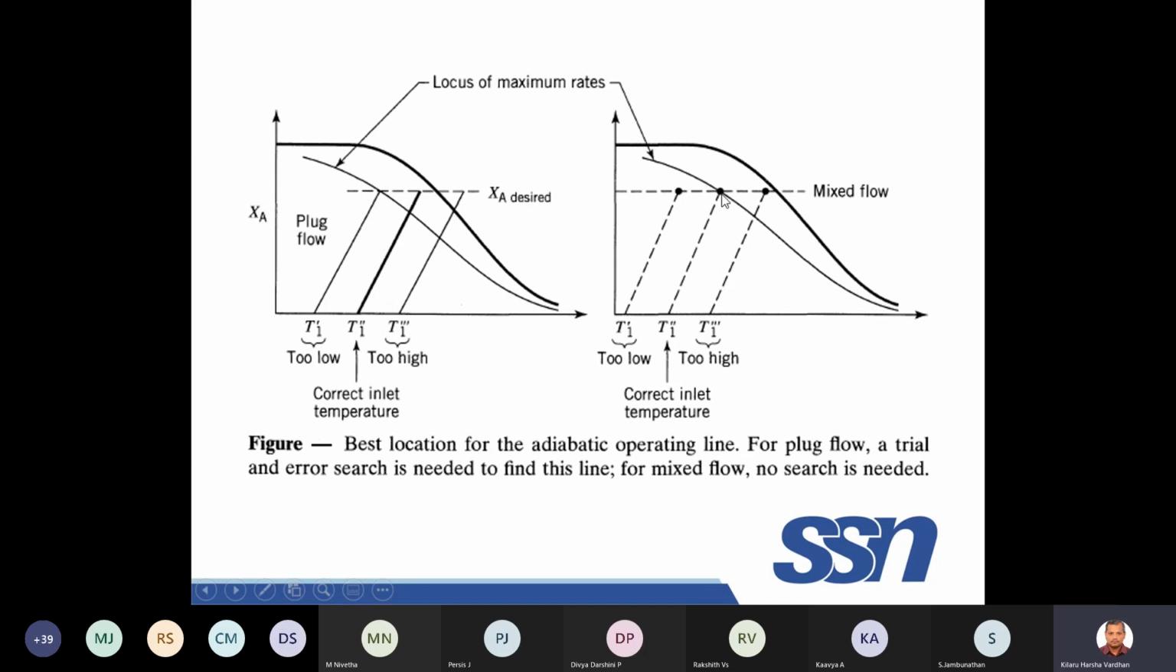But in MFR, it is only one rate. So with one rate, only one conversion will come. So that particular conversion and rate, and whichever point with the slope is cutting this particular line, that is the correct temperature. It's a very important thing. Best location of an adiabatic operating line for a plug flow: you can see a trial and error search is needed. Why is trial and error search needed? Because you have different rates in a plug flow reactor. And for a mixed reactor, no such search is required because there is only one rate, right?